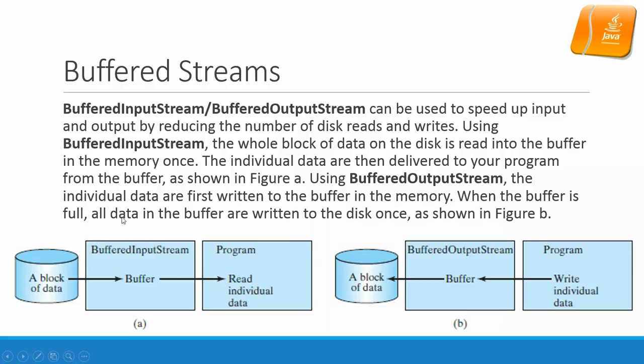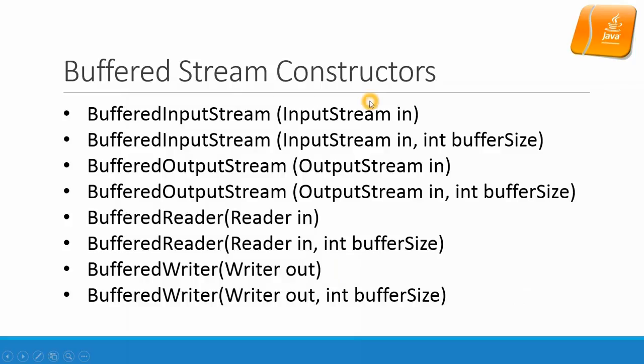Using buffered output stream, the individual data are first written to the buffer in the memory. When the buffer is full, all data in the buffer are written to the disk at once, as shown in figure B. So you fill the buffer with data until it is full, and then we write once to the disk. Buffer stream constructors. We can assign the input stream, sometimes the file input stream, and then the buffer size. Same thing for the output stream. And then we can have reader and writer, the character streams, similar to the input stream.